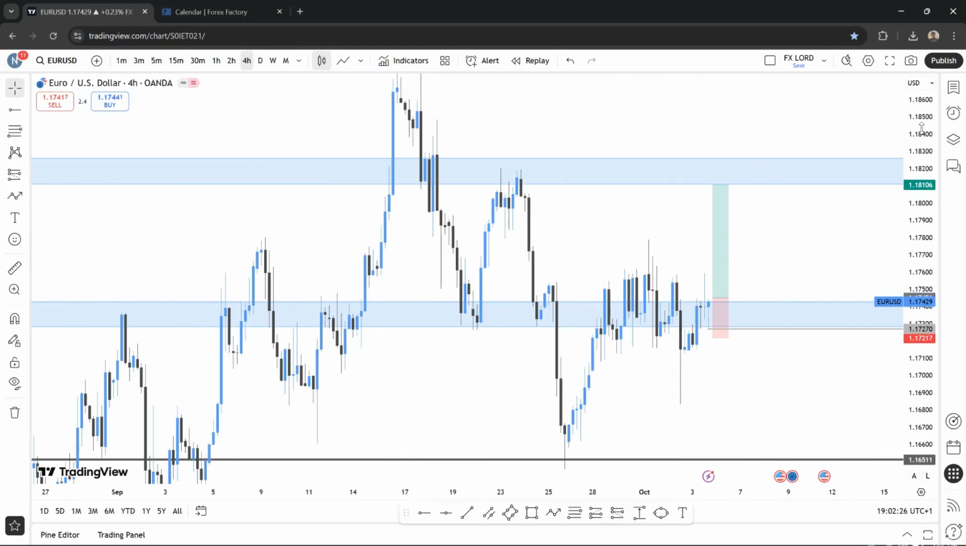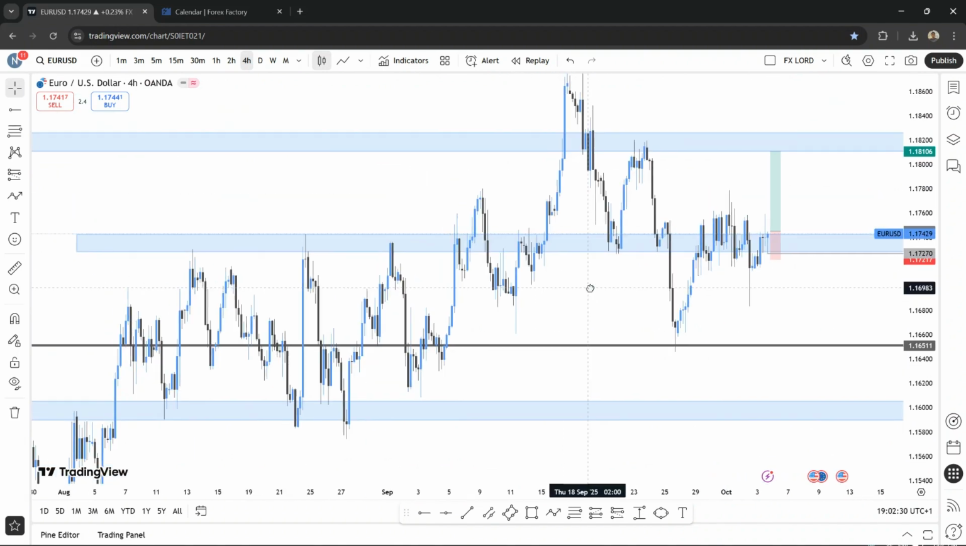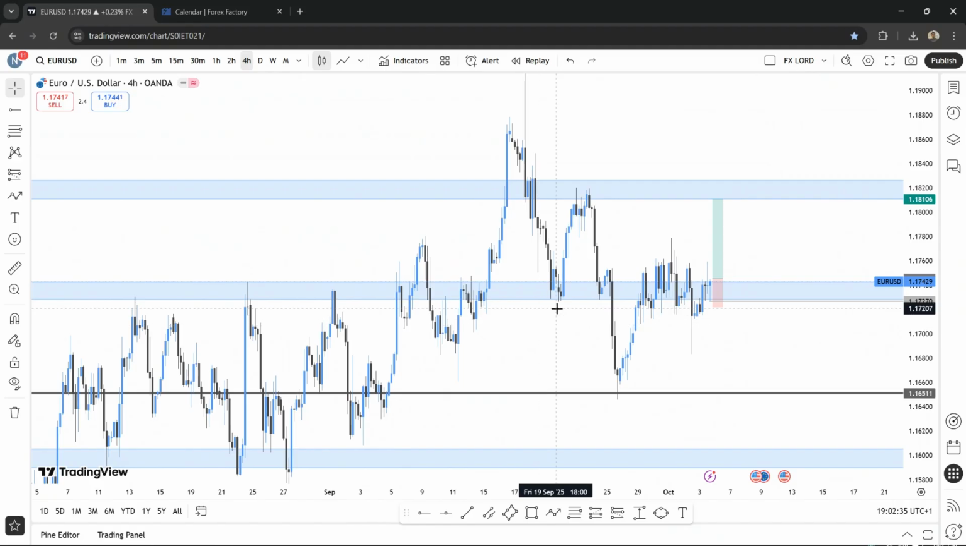So on a 4 hour time frame, you already look at this. This is what I'm having. The chart is terrible. However, you have to find your way around something, right?